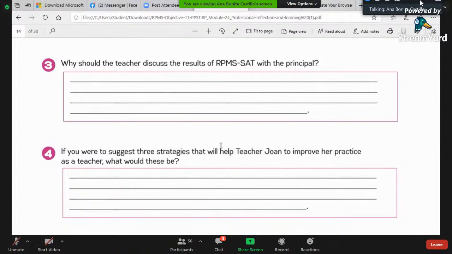Okay, suggestions for improvement. As teachers, we are on an endless journey where we always look for new ideas and strategies to improve our skills and learn new information, all geared toward helping our learners to succeed.